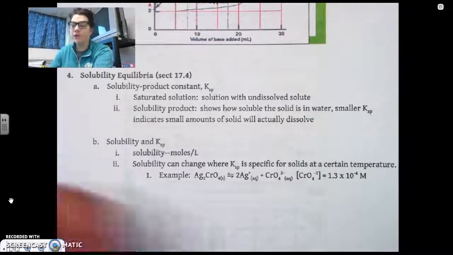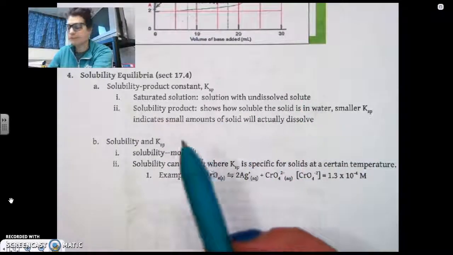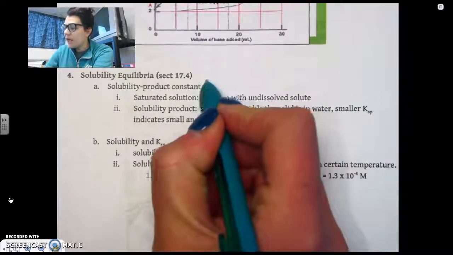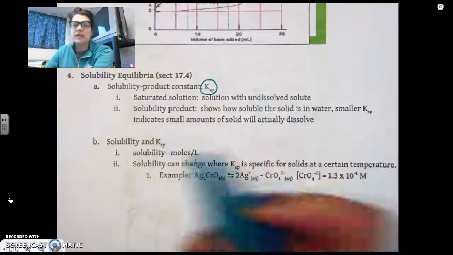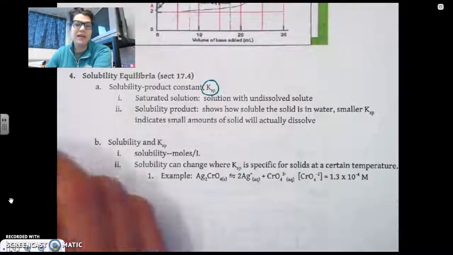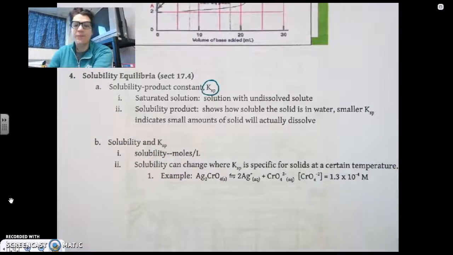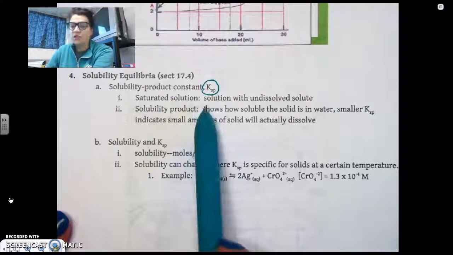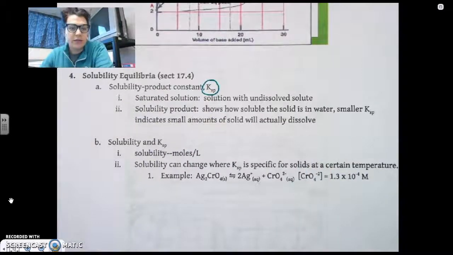Let's just refresh our memory. We've been dealing with K, which is our equilibrium expression. The K for solubility equilibria is KSP. When we have a saturated solution, you have to remember that this is a solution with undissolved solute, so you'll have your solution and solute sitting at the bottom of it. A solubility product shows how soluble the solid is in water. Small KSPs indicate that small amounts of solid will actually dissolve.